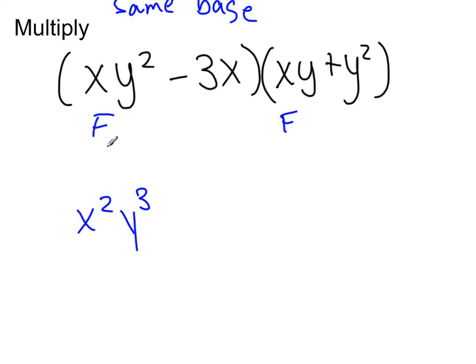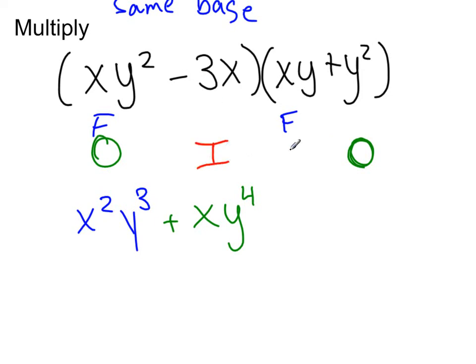Now let's go ahead and do our outers. So we have xy squared times y squared. Well, there's no x's here, so we're just going to have one of those x's again. And y squared times y squared, well, same base, you add the exponents. 2 plus 2 is 4.